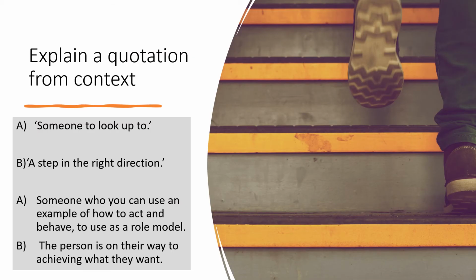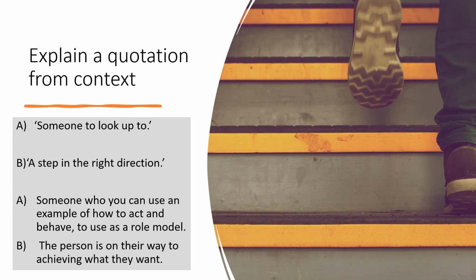So when we are asked to explain a quotation, it can be quite difficult, and to help you with that, I want you to look at context. Now, context is the situation in which it's used. Okay, so if I was writing a text about peer mentoring, and I'd say peer mentoring allows you to meet someone who will support you, who's been through the things that you've been through, and can be someone to look up to. Okay, so try and use that context.